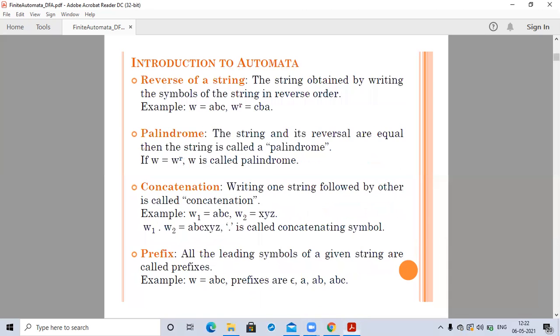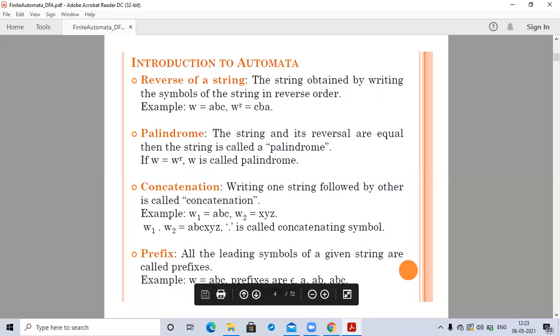And coming to the next terminology, that is the reverse of a string. The reverse of a string is obtained by writing the symbols of the string in reverse order. So for example, if W is ABC, then the reverse of W is denoted with W power R, which is equal to CBA. Okay. And next one is the palindrome. If the string and its reversal are equal, then we are saying that string is a palindrome. So if W is a string, and W is equal to W power R, then we are saying W is the palindrome.